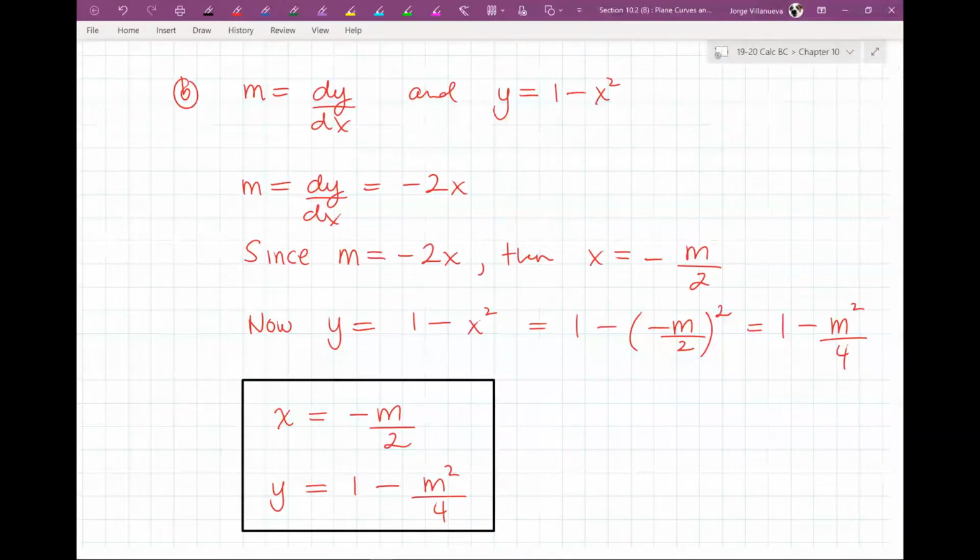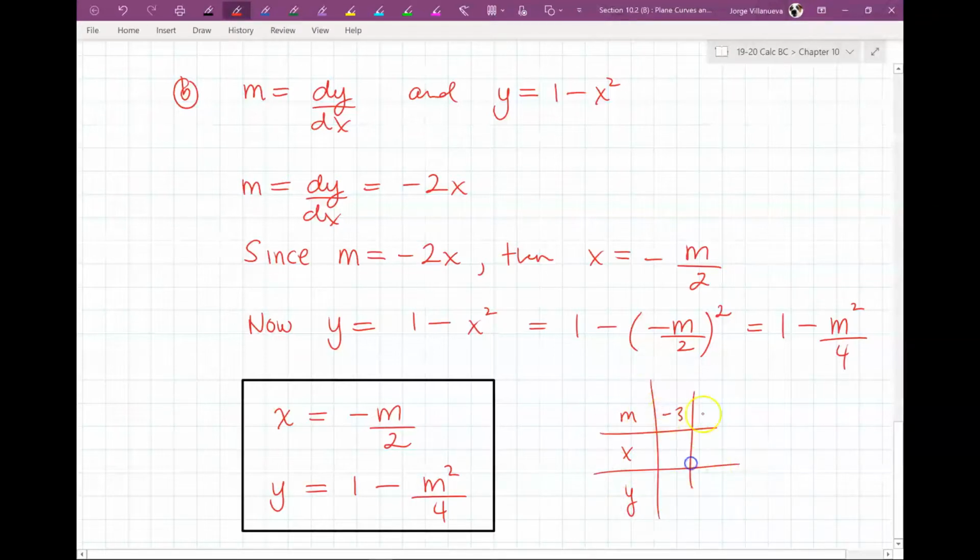Remember, if they wanted you to graph this, you could do it one of two ways. You could create an XY table with m as your parameter, and you plug in various different numbers, and you can start to graph this over those intervals that you're picking. So you can say, all right, what happens at negative 3? What happens at negative 2? At negative 1? At 0? At 1? At 2? And do that. That's one option.